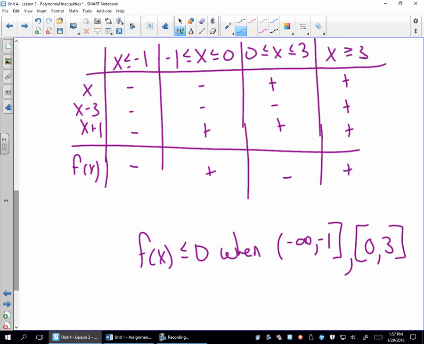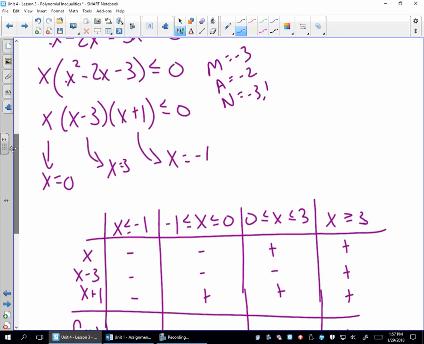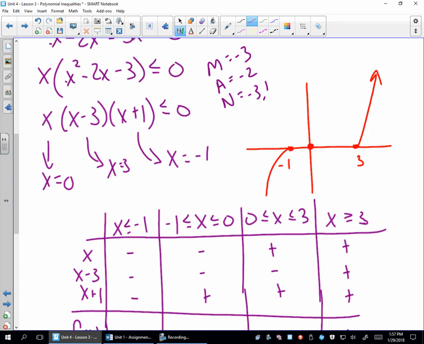And if I had to graph this, how could I graph this? What do I know? Okay, based on my graph, I've got zeros at 0, 3, -1, up to the right, it's cubic, so down to the left, no special zeros.